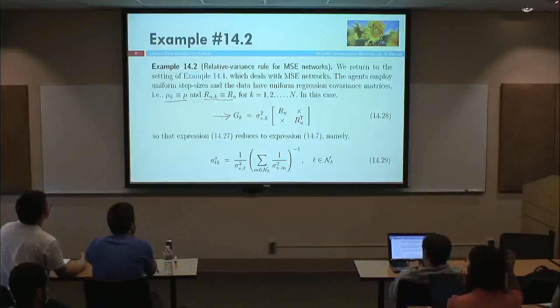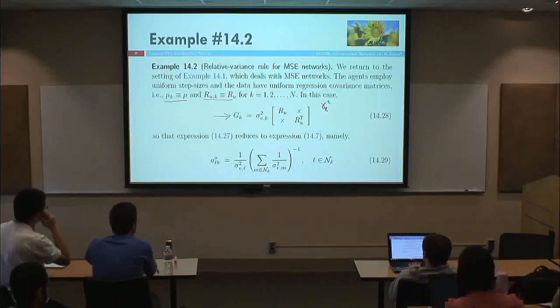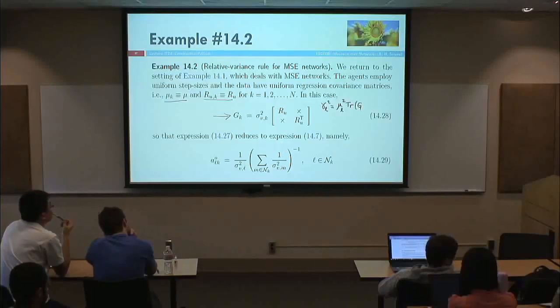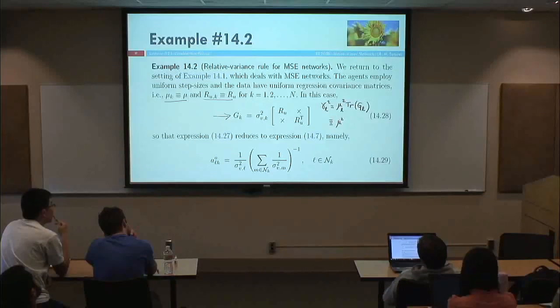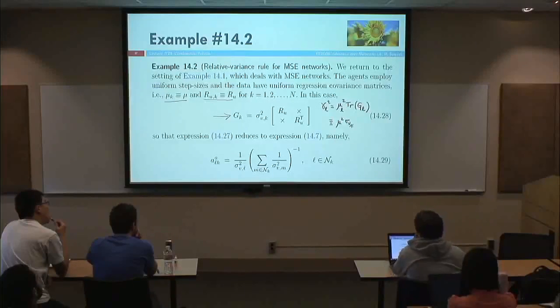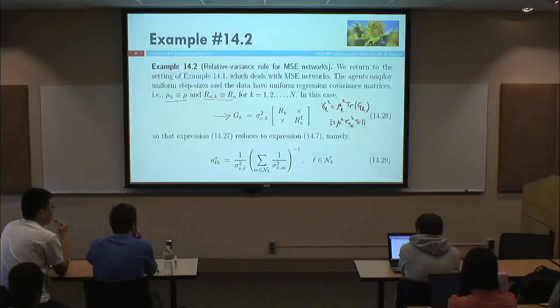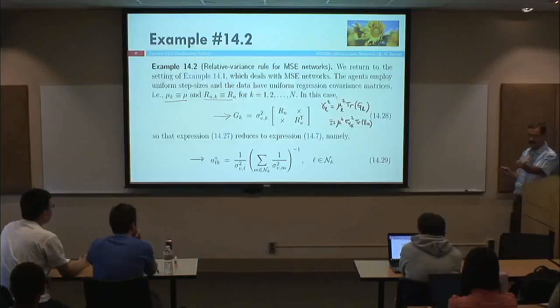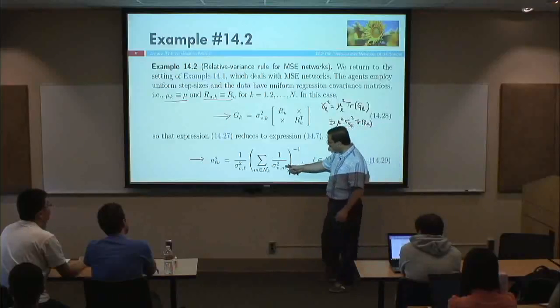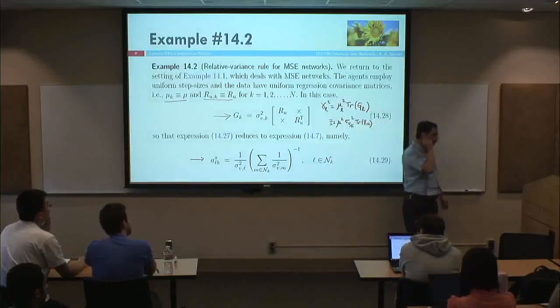So what is the gamma? I define the gamma to be mu L squared, mu squared trace of GL. In this case, this will be mu squared, because mu is constant, trace of GL. So it will be sigma V squared, 2 times trace of RU. The trace of RU, the mu squared, and the 2 will cancel from up and down. And you get exactly what I showed you earlier in this lecture, the relative variance rule depending only on the sigma V squared for the MSE problem.